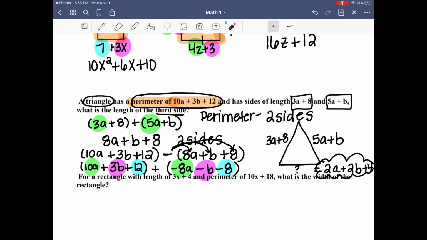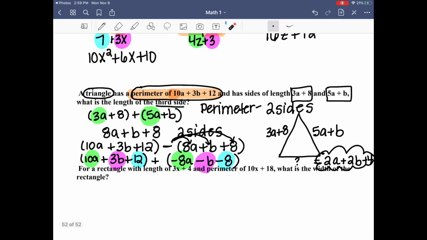And if you add these back together, it should equal my perimeter. So 3a and 5a and 2a, so 5 and 3 is going to give me 8, 9, 10, which is 10a. Then I have b plus 2b gives me 3b, and then 8 plus 4 gives me 12. So if I add them back together and check, it should equal the perimeter.